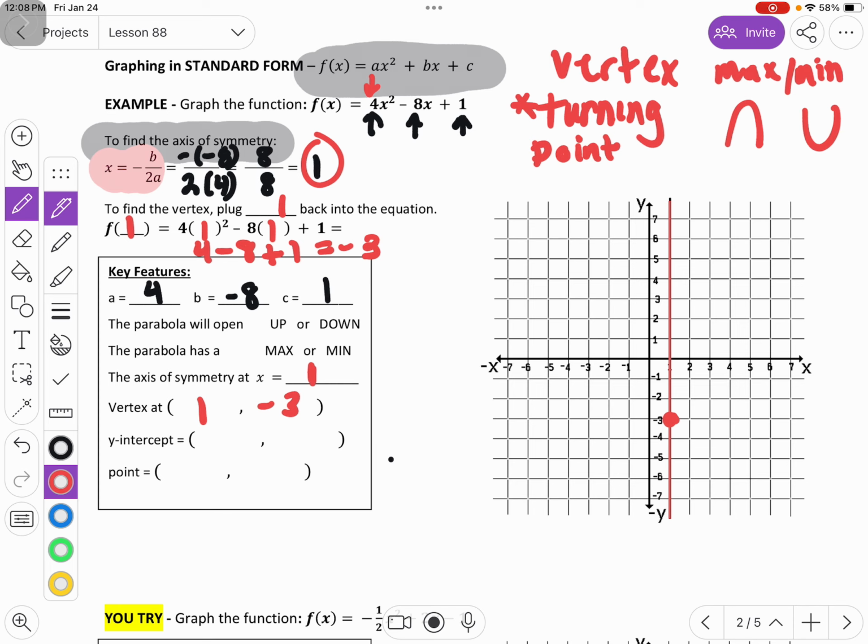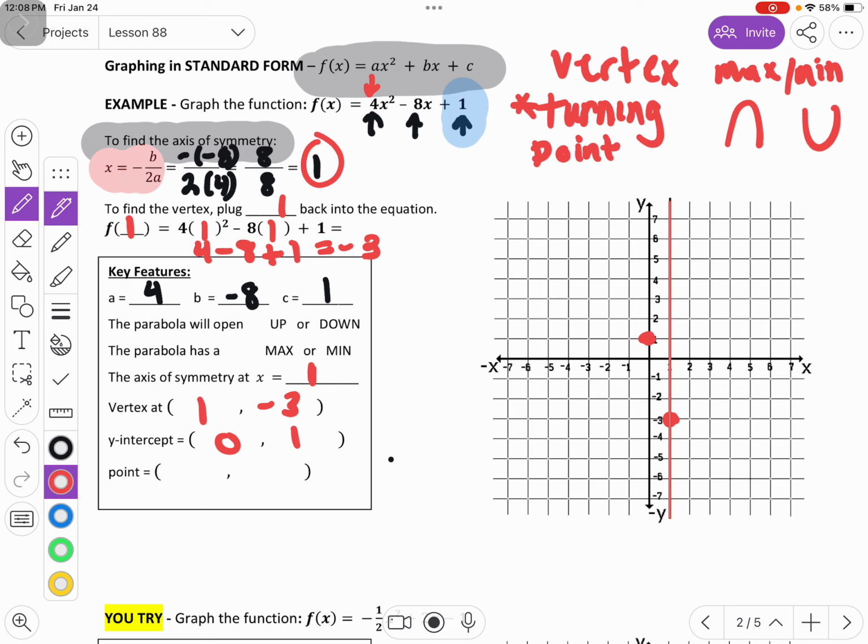All right. Second step, let's plot the y-intercept. This is much simpler. The y-intercept is simply this number right here. It's c. Whatever c is, that is the y-intercept. How do we record the coordinates of the y-intercept? Well, the y-intercept is where x is 0. So this is 1 and this is 0. So let's plot that. 0, 1 is right here. Okay, that's our y-intercept.